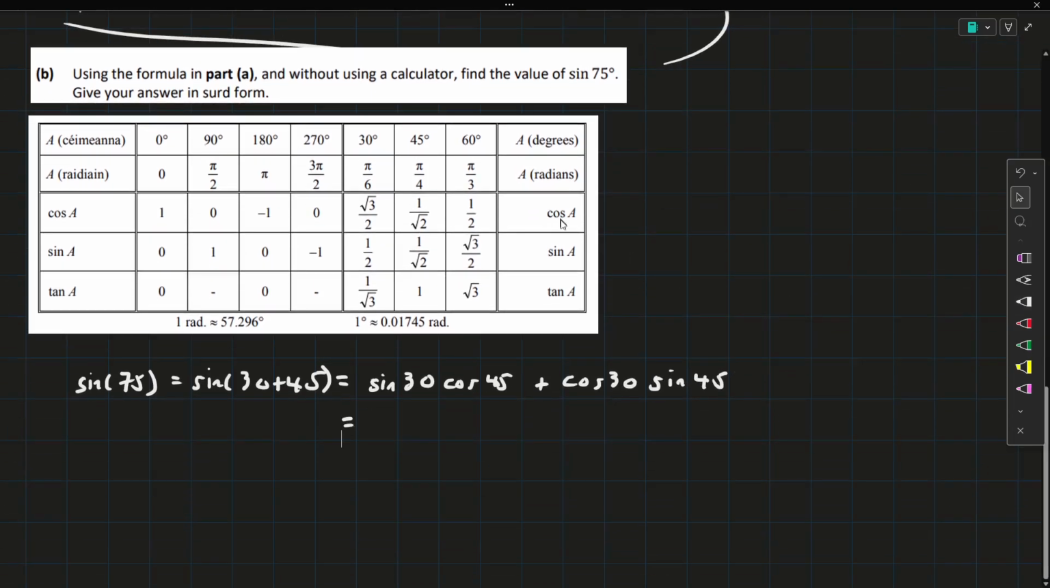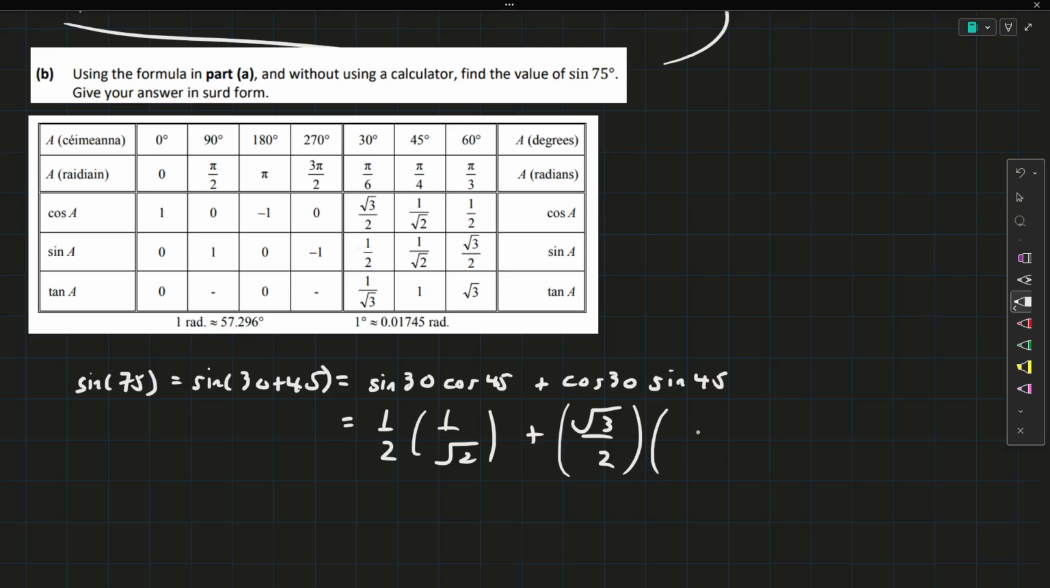So if we look at the table, sine of 30 degrees is going to be a half, so we'll have a half. Cos of 45, reading off the table, is 1 over root 2, plus, and then we'll have cos 30, which is root 3 over 2, and then sine of 45 will be 1 over root 2.